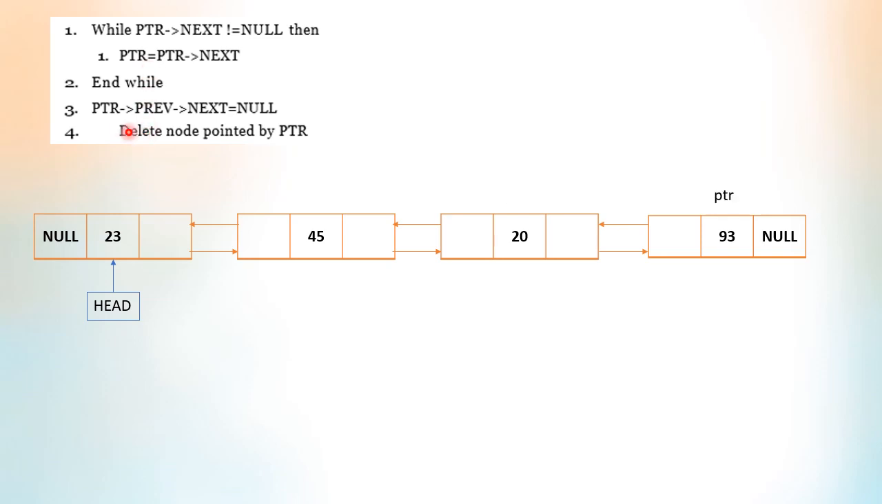Now what is done? Pointer previous next is equal to null. So pointer previous is this node, this node's next part is equal to null. This part is null.